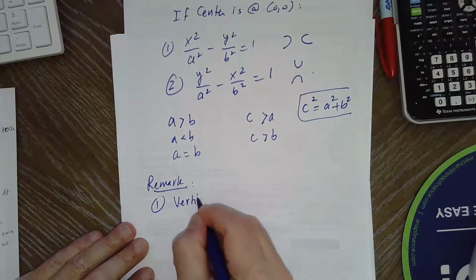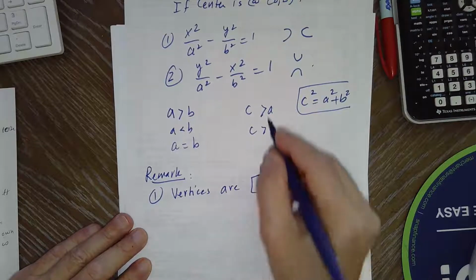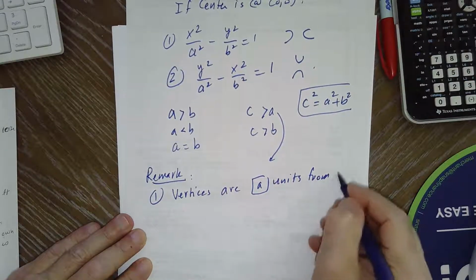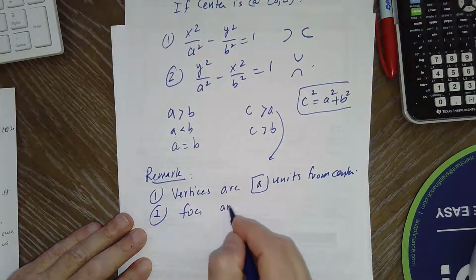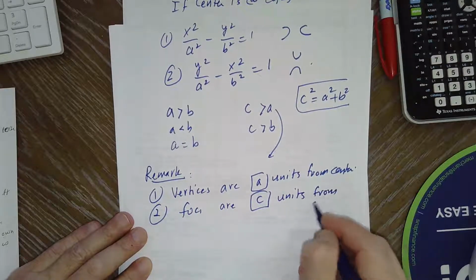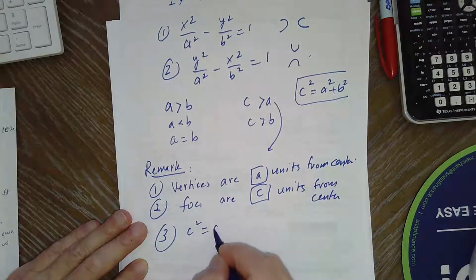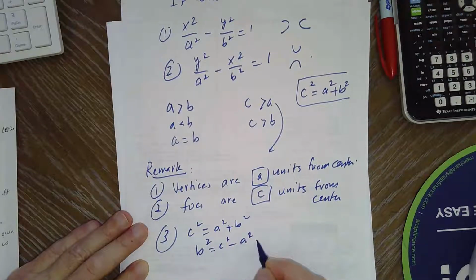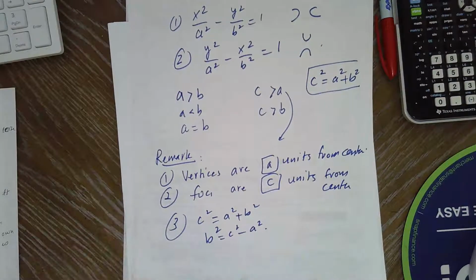Vertices: the two vertices are a units from the center. As always, the foci are c units from the center, and c squared equals a squared plus b squared, or b squared equals c squared minus a squared. In a hyperbola, again, c is always bigger than a and always bigger than b.